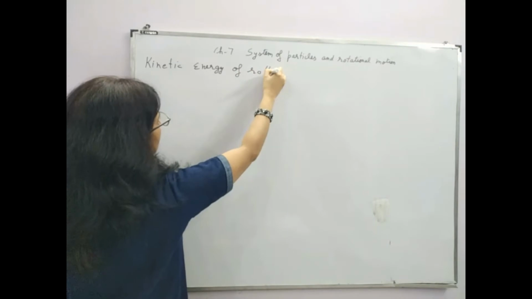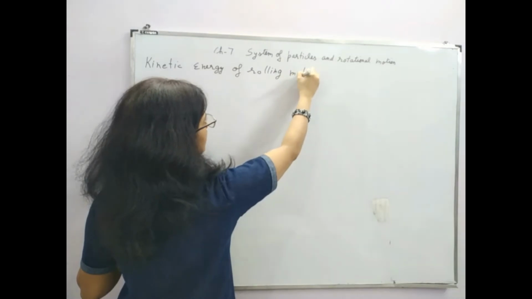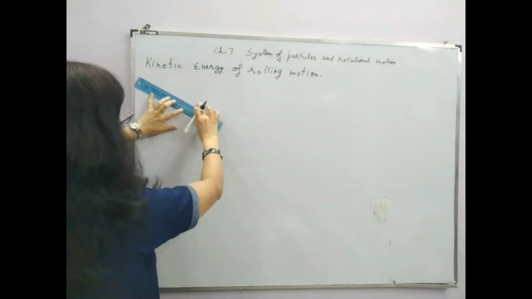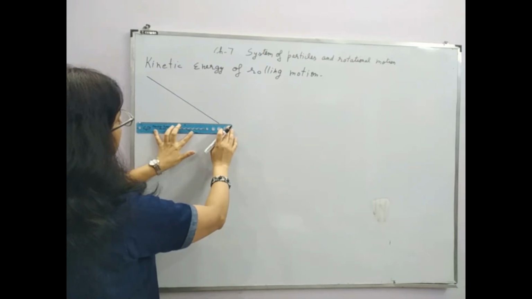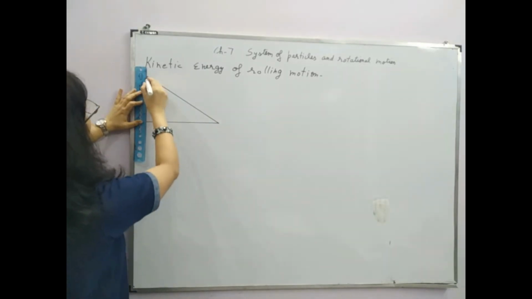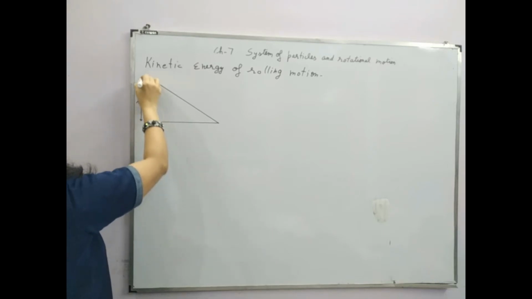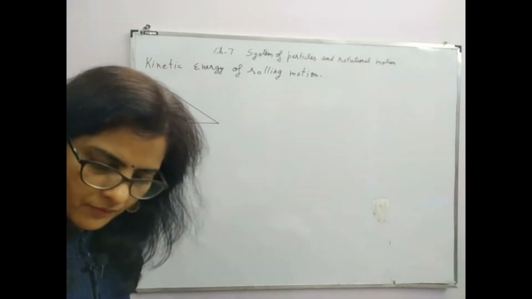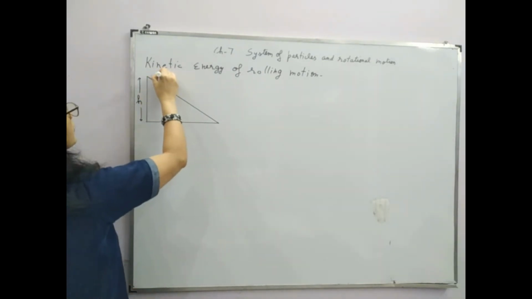Kinetic energy of rolling means if we have an object which is rolling down an incline, then what will be its kinetic energy? Let's consider an incline over here. If the height of this incline is h, m is the mass of the body which is rolling down this inclined plane.